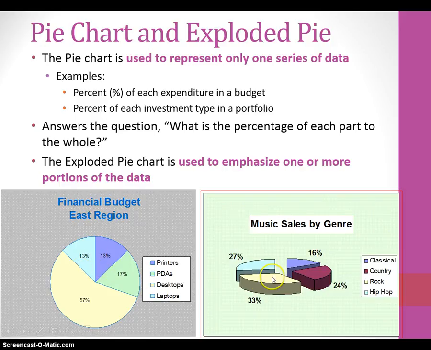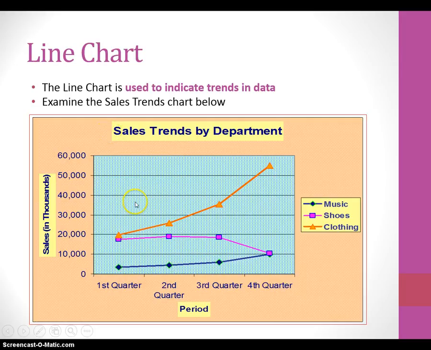In an exploded pie chart, you can see here that that is pulled apart. An exploded pie chart emphasizes one part or more than one part. You can see that these are separated. That makes it exploded. If you think about the word explode, it means to blow apart. Line chart is trends over a period of time.